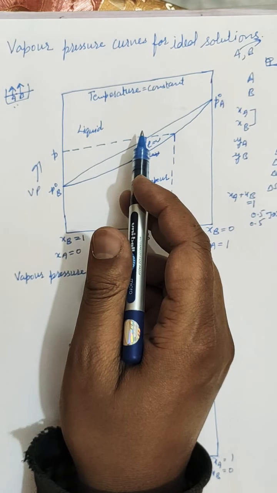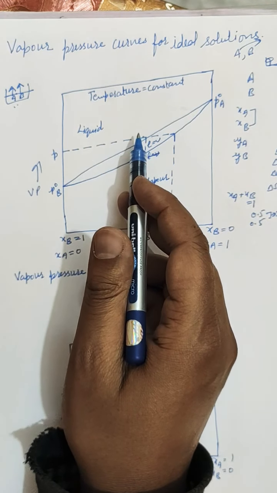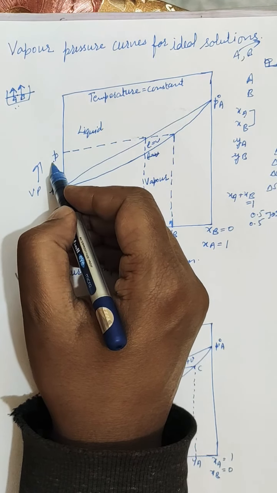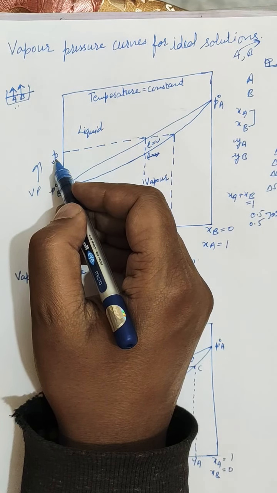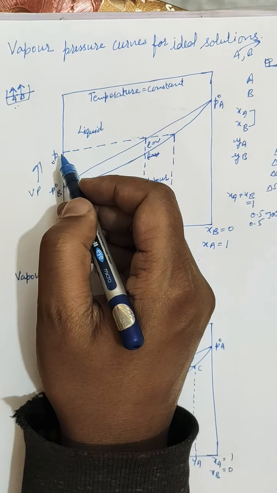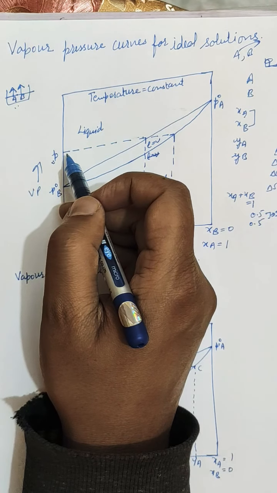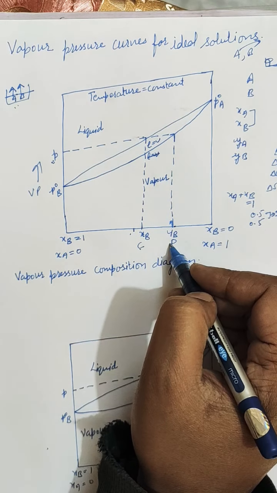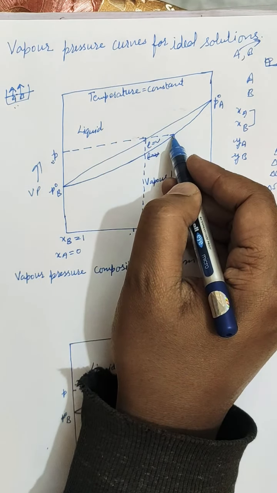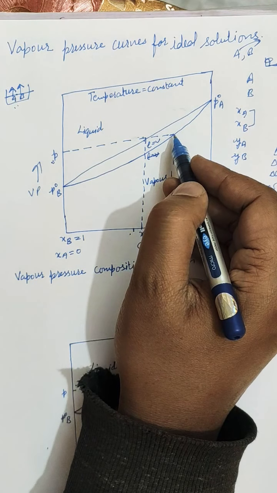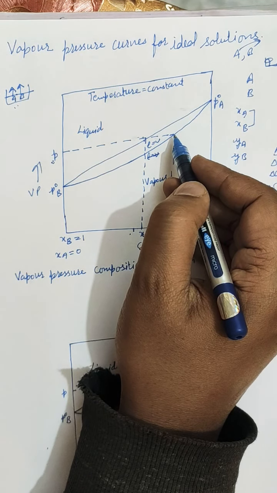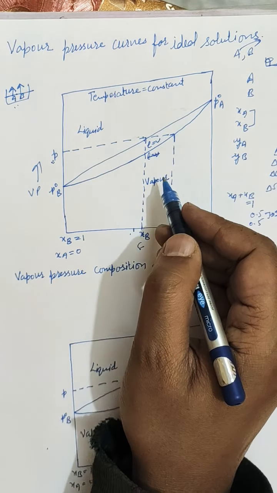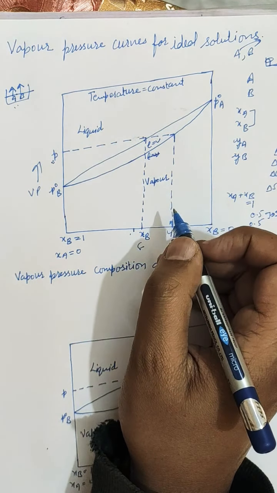For example, in this figure, at vapor pressure P, the liquid has composition C and the vapor has composition D. C is the composition here and D is the composition here. So at this composition, the vapor phase contains more of component A, having the higher vapor pressure, the more volatile component. So this is the vapor pressure curve for the ideal solution.